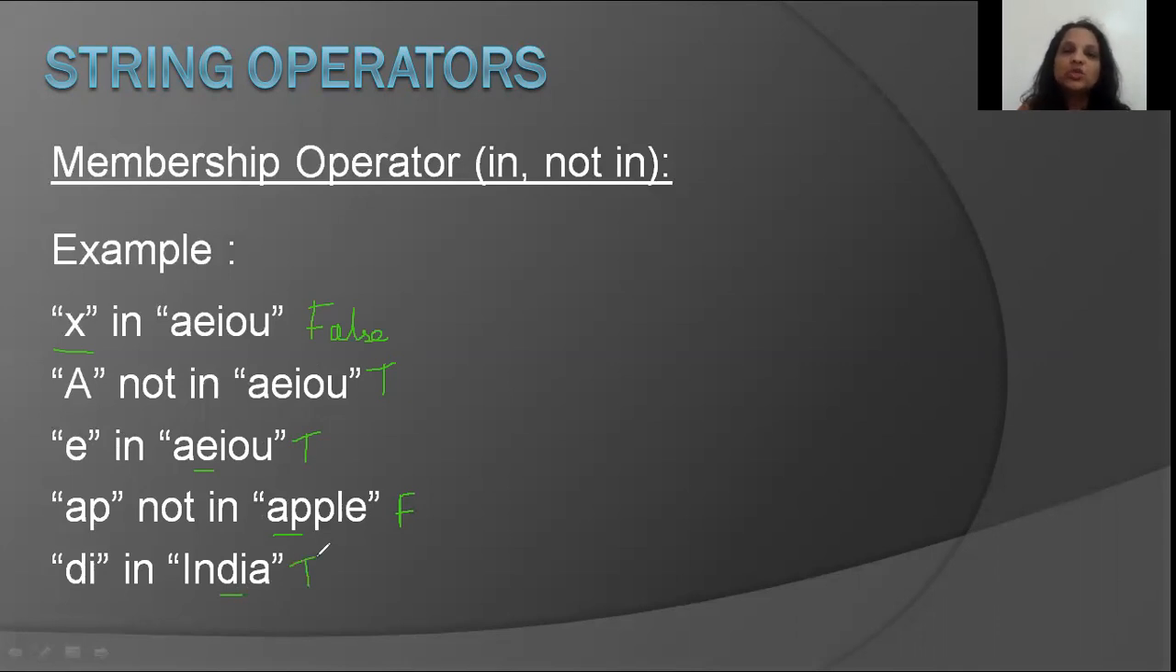So in gives you true when it is existing and otherwise false. Not in gives you true when it's not existing, otherwise false. Is that clear? That's about the membership operators. Okay, so let's move on with our next operator. It's called the comparison operator.